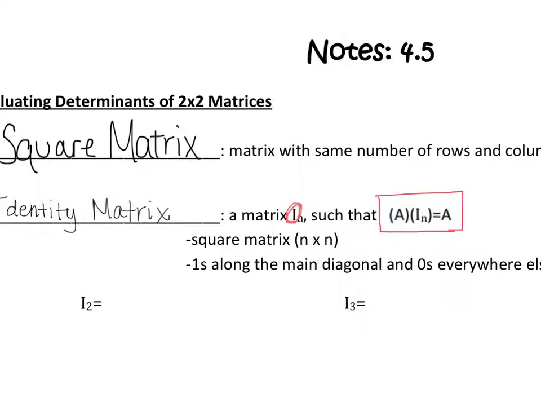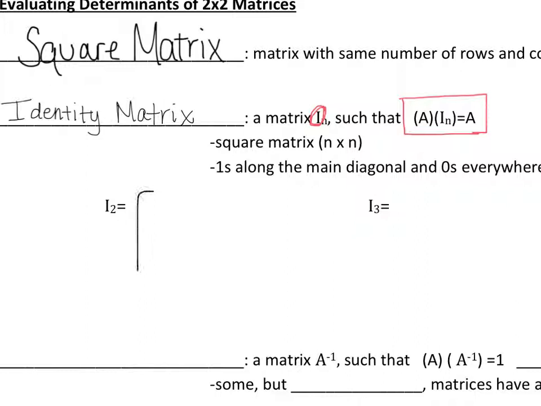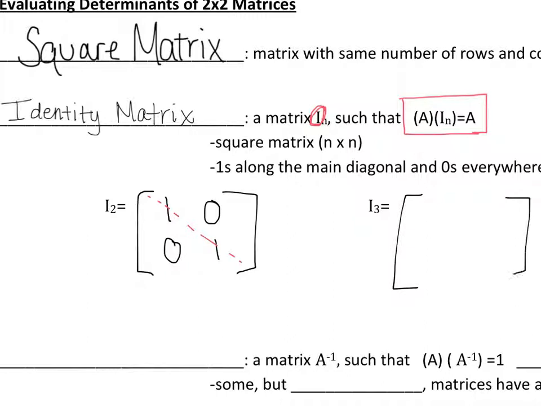Now let me show you what this looks like. For a 2 by 2, we have a diagonal of 1s and everything else is 0s. The diagonal has to go down from left to right. You don't have to actually draw that line, but I'm just showing you. So for a 3 by 3, we'll have a diagonal of 1s and then you fill everything else in with 0s. Do you think you could recognize identity, even if it was giant? You'll see a diagonal of 1s and then everything else is 0s.